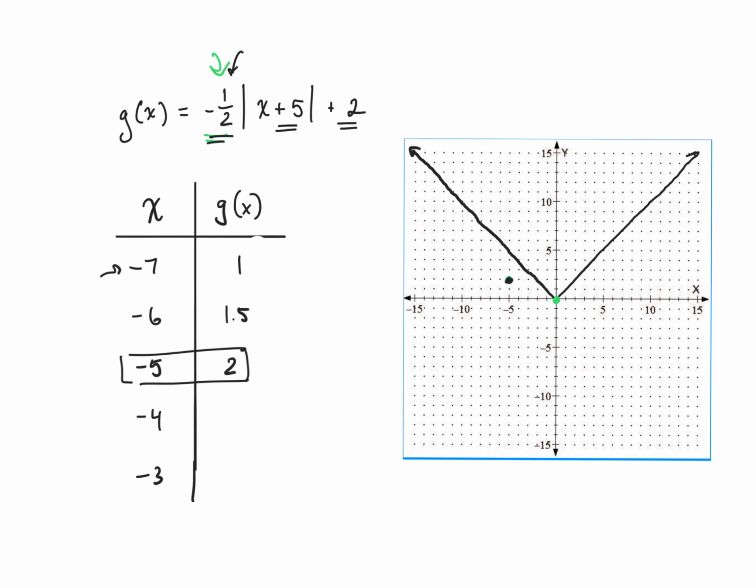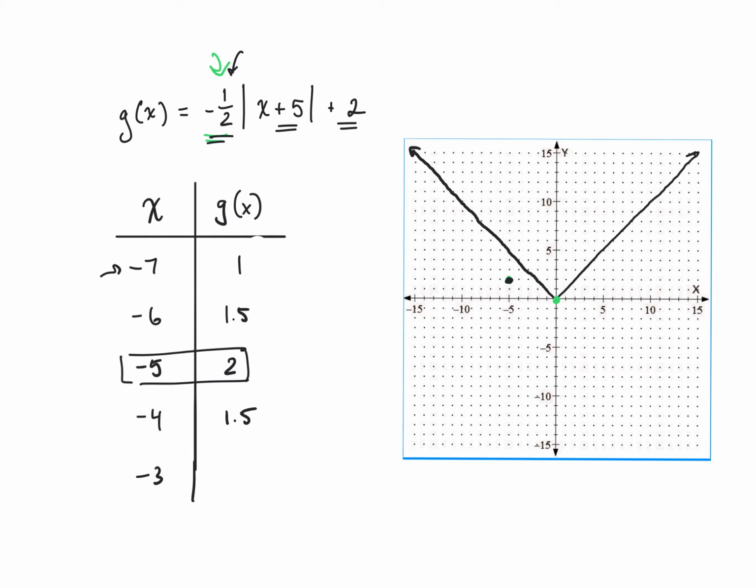So now let's check -4. I'm going to plug -4 in. Based off of absolute value, I do know what the answer should already be, but let's just go ahead and do this. If I plug the -4 in, I get +1. The absolute value of +1 is 1. 1 times -1/2 is -1/2, and -1/2 plus 2 ends up being, again, this value of 1.5. Which is nice because now I have what we call some symmetry going on.